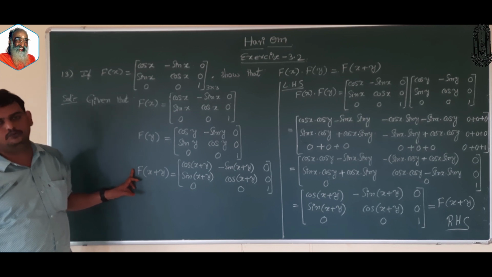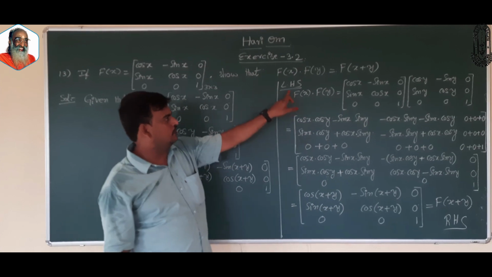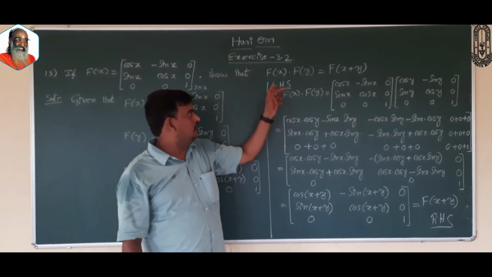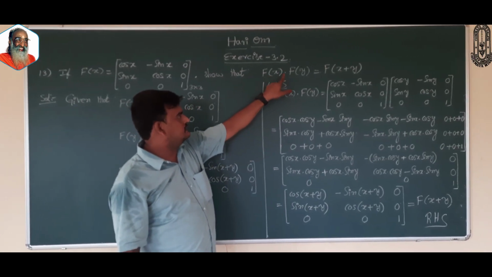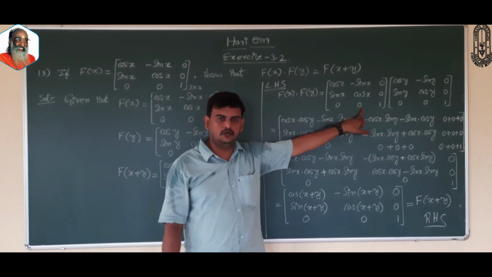Now let us see how to get it and how to simplify the LHS. Now coming to our LHS. The LHS is given that f of x into f of y. So f of x we have a 3 by 3 square matrix.